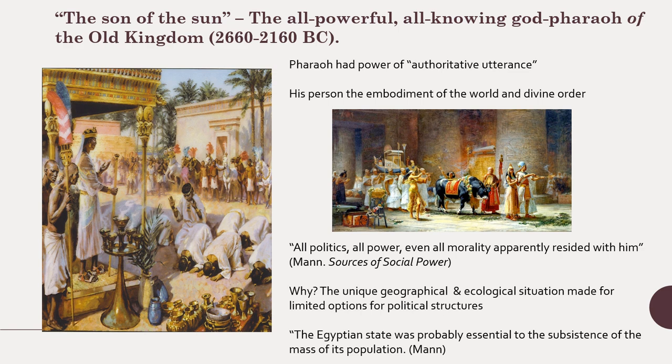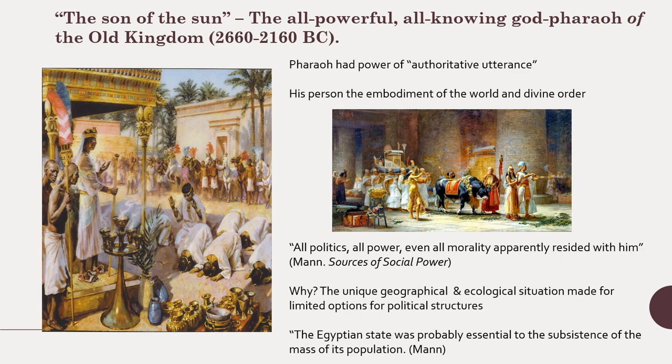I may have mentioned this in an earlier unit, but the pharaoh had, at least in the Old Kingdom, the power of what is known as authoritative utterance, which means if the pharaoh said it out loud, it's law. It doesn't have to be written down per se, though it would be after the fact by somebody. It doesn't have to go through some sort of elected legislature and pass by majority vote. If he says it out loud, it's law.